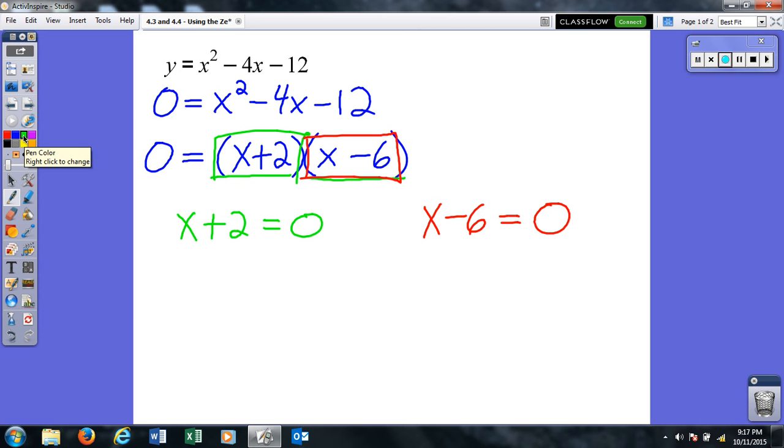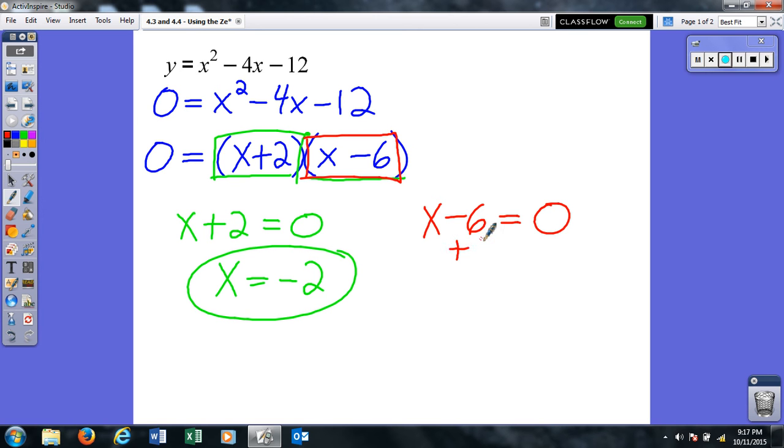So if we solve each of these for x, we can get the two solutions. So for the green equation, we're going to subtract 2 from both sides, so we get x equals negative 2. And for the red equation, we're going to add 6 to both sides, and so we get x equals 6. So the two solutions to this equation then are x equals negative 2 and x equals 6.